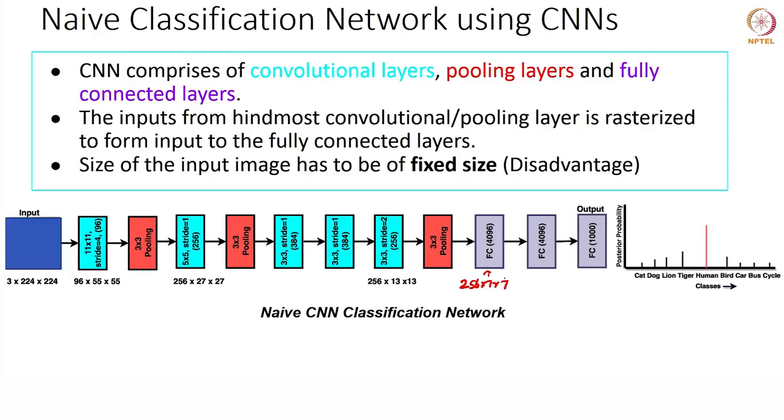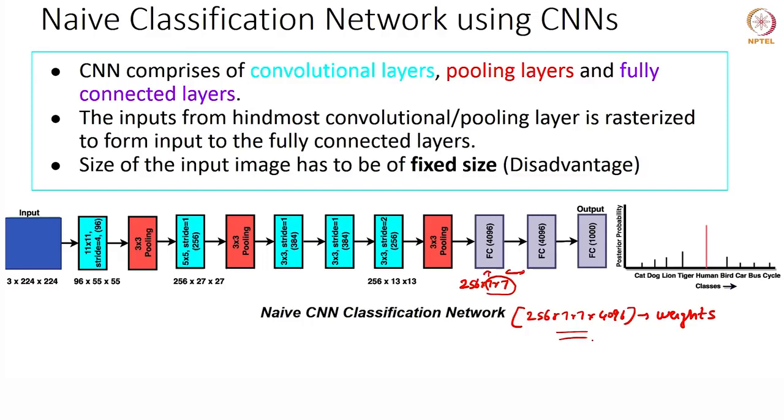Because if we have, let's say, a slightly larger input, then this would be difficult to do, because the number of weights here is fixed, right? So how many weights are there? If we calculate 256 cross 7 cross 7 times 4096, that is the number of elements in the weight matrix. Now if we have, let's say, a larger image, 224 cross 224 becoming 400 cross 400, what happens here is that this feature map size would increase. The number of channels would be the same, but the size of the feature maps would increase, and then it's not possible to propagate beyond this point because the number of weights is fixed here.